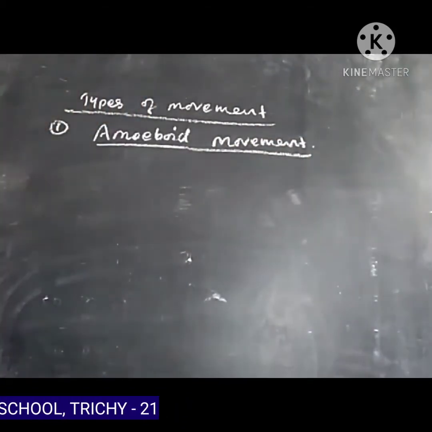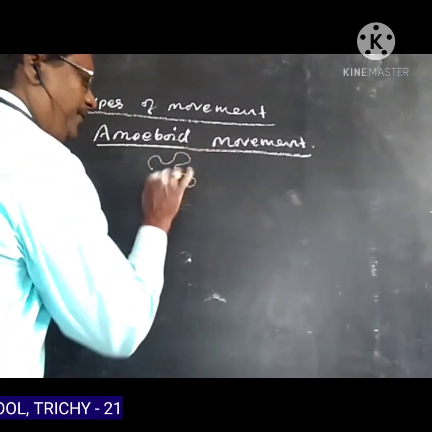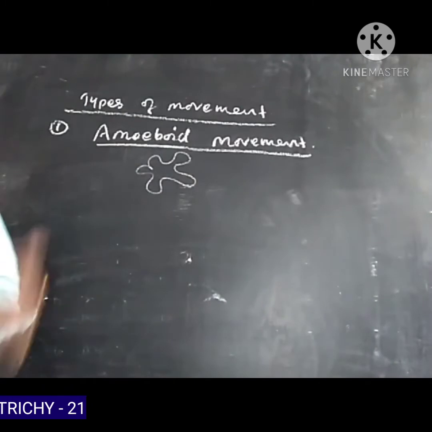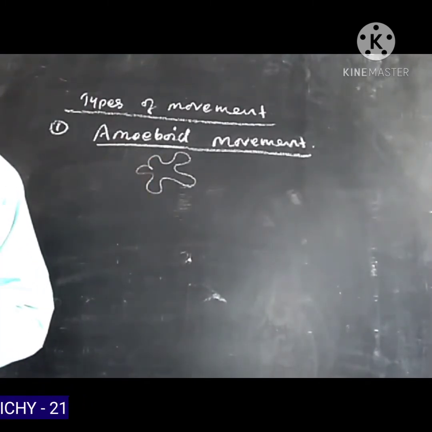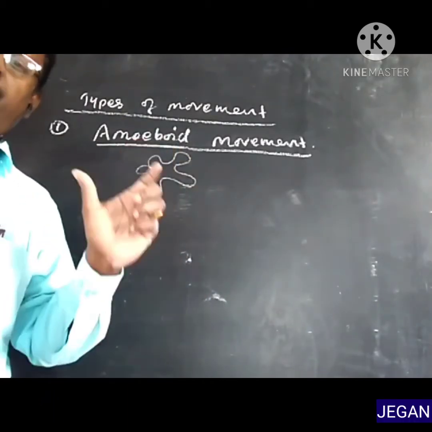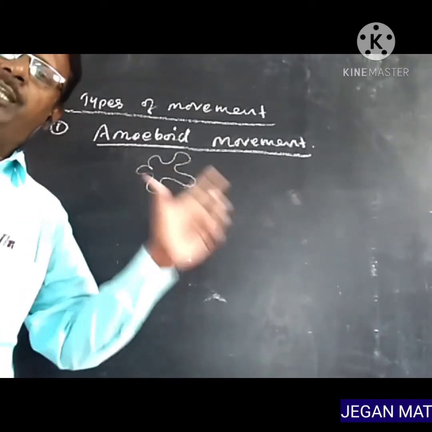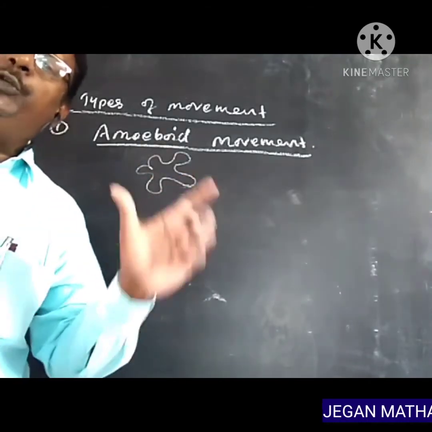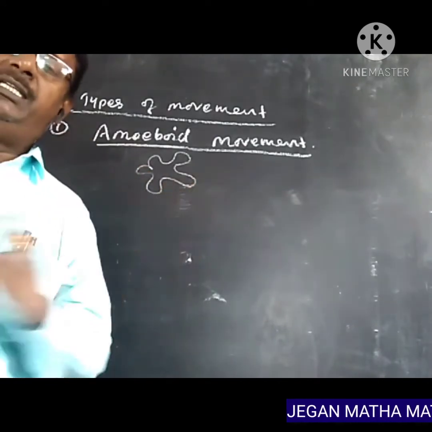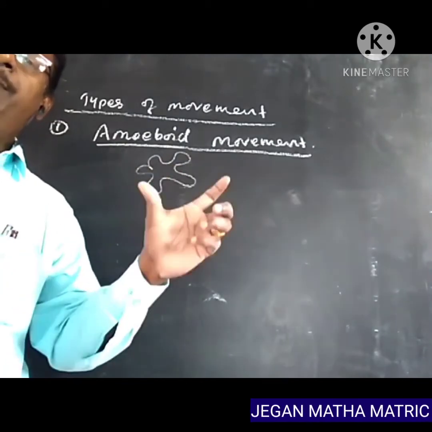Amoeboid movement involves pseudopodia. The amoeba has false legs called pseudopodia, which are appendages that move with the movement of the protoplasm within the cell. The organism moves from one place to another. It mostly occurs in unicellular organisms, and white blood cells also use this movement. It is called amoeboid movement.